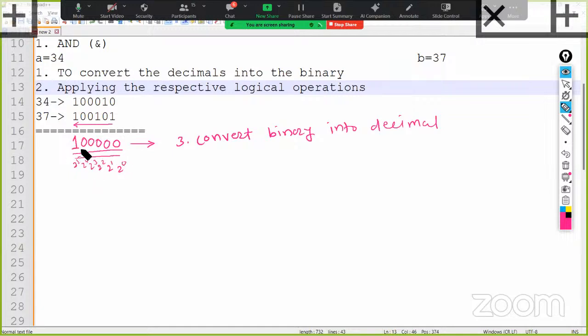Now, wherever we have 1, only that we consider. Zeros we are not going to consider. As per my result, I have received the 1 on 2 raised to 5, and 2 raised to 5 is 32. So the result of A and B is equal to 32. This is how we can evaluate them. I hope you have understood the ways to evaluate the logical AND operation. Yes or no, can you please confirm? Yes, sir.